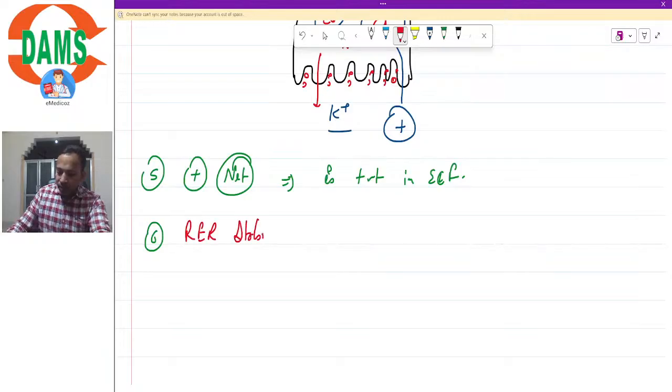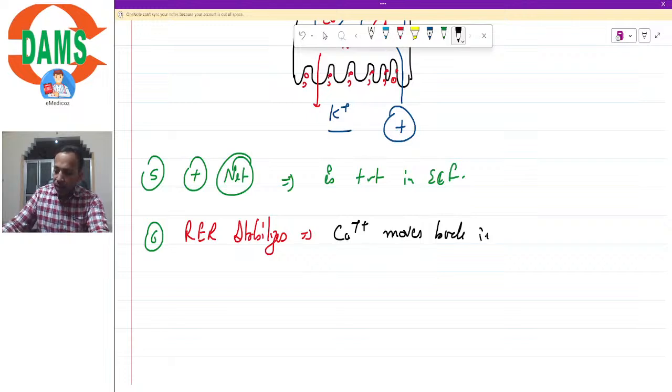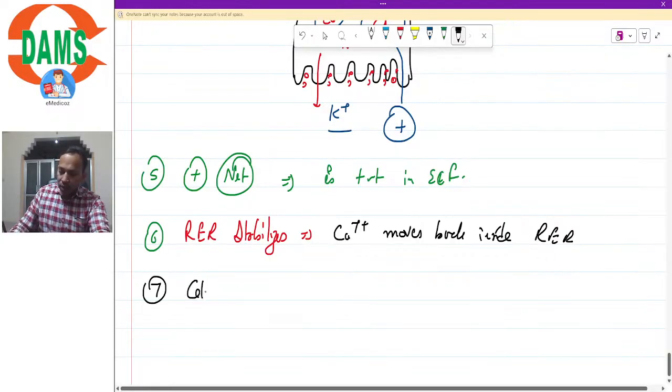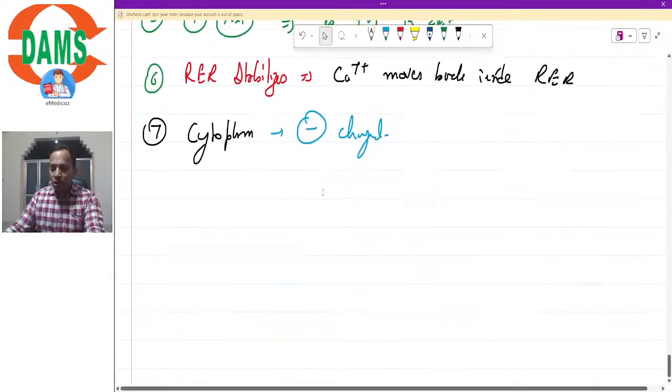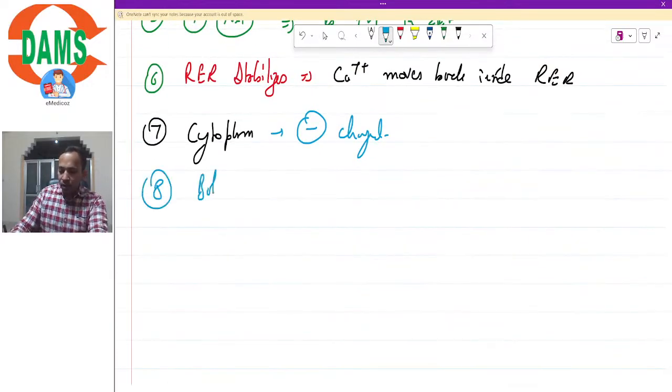Also, RER stabilizes and calcium moves back inside RER. So the cytoplasm becomes negatively charged. So now the cytoplasm or the intracellular space is negatively charged and extracellular space is positively charged and they need to balance their charges, right? So what they do? We need to balance the charges.